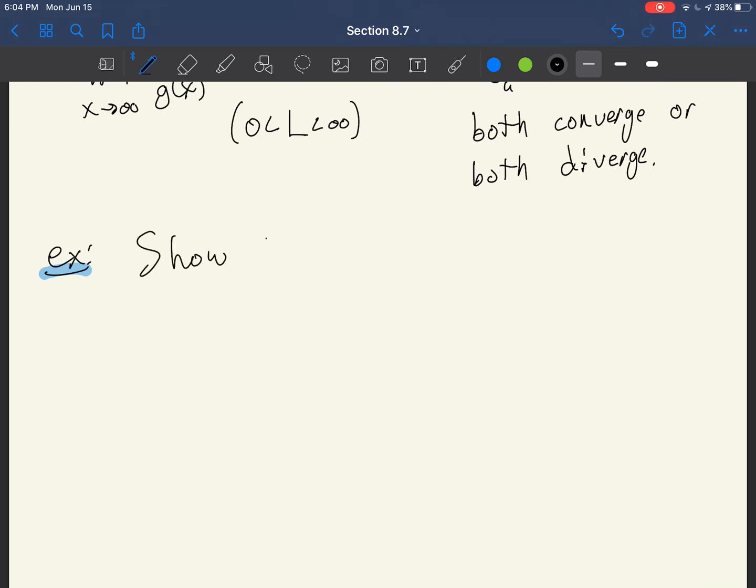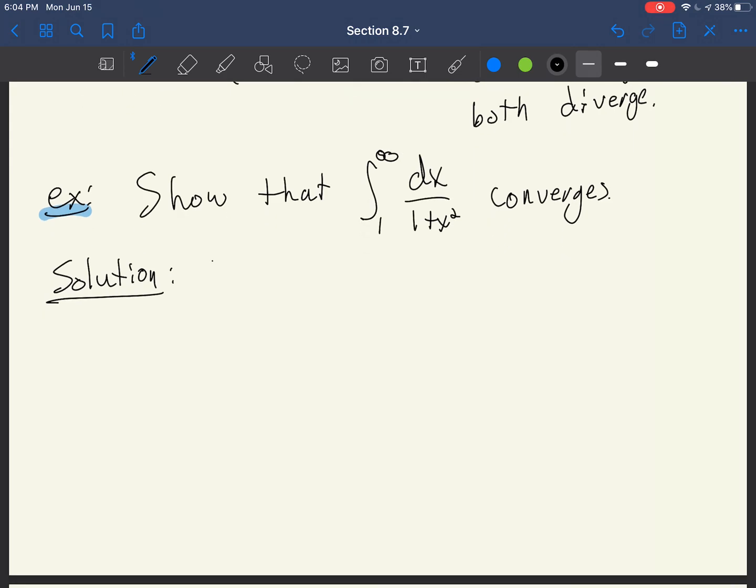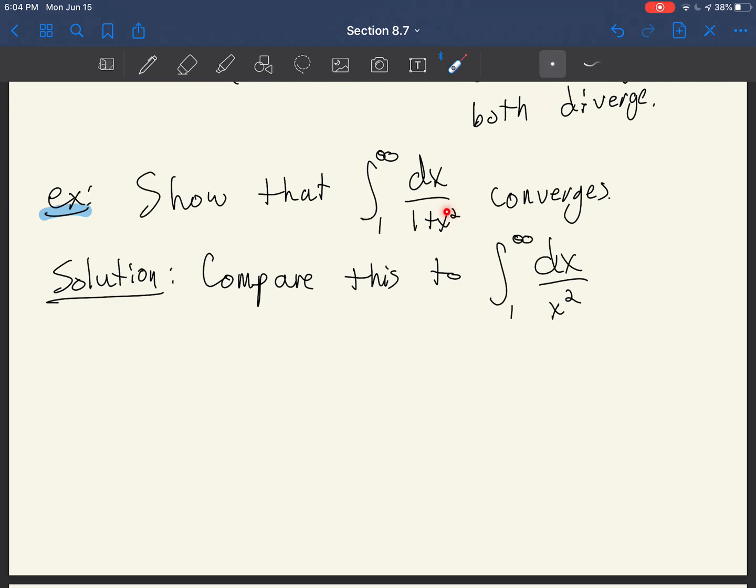Okay, two examples, then we're done. So example number 1. Show that the integral from 1 to infinity of dx over 1 plus x squared converges. So notice with the previous two examples, we always compared it to 1 over x to the p. We're going to keep doing that. So we are going to compare it to the integral from 1 to infinity of dx over x squared.